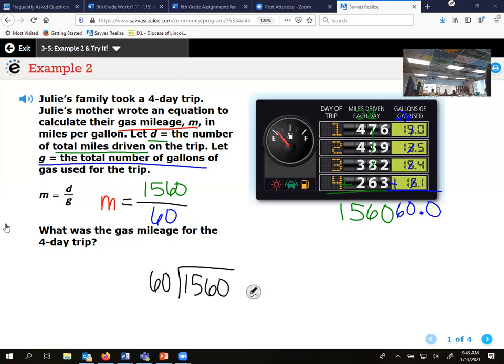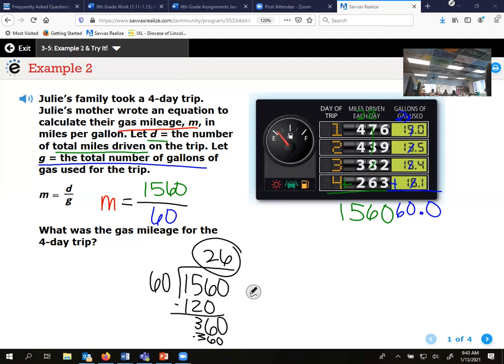How many times will 60 go into 156? 2. So 6 times 2 is 12. So 120. How many times will it go into 360? 6. If you look at the non-zeros, 36 and 6. It's going to be 26.